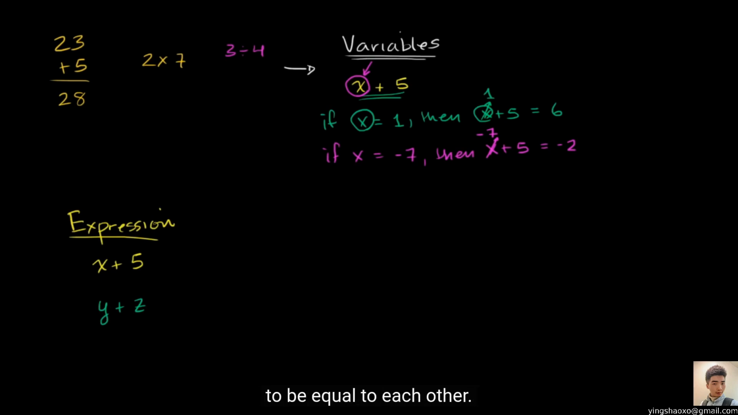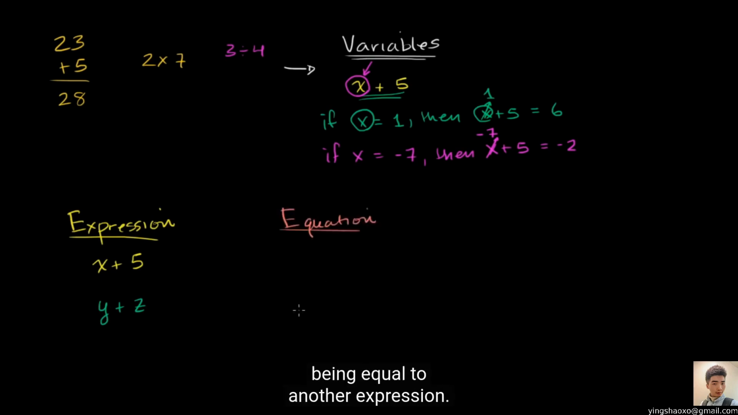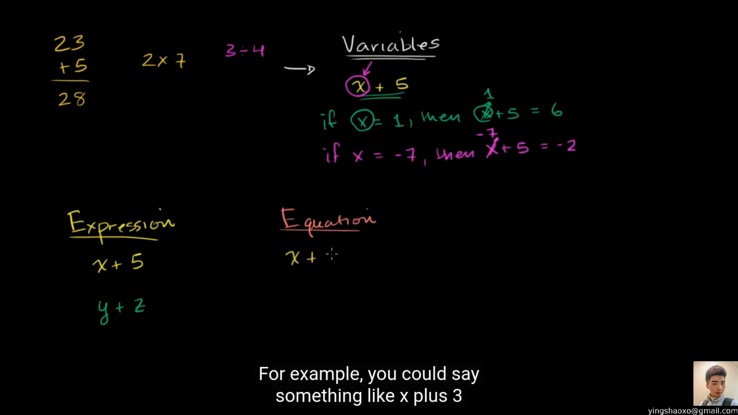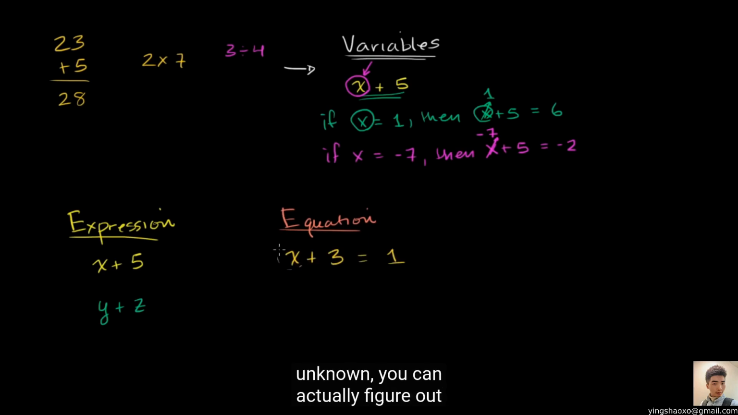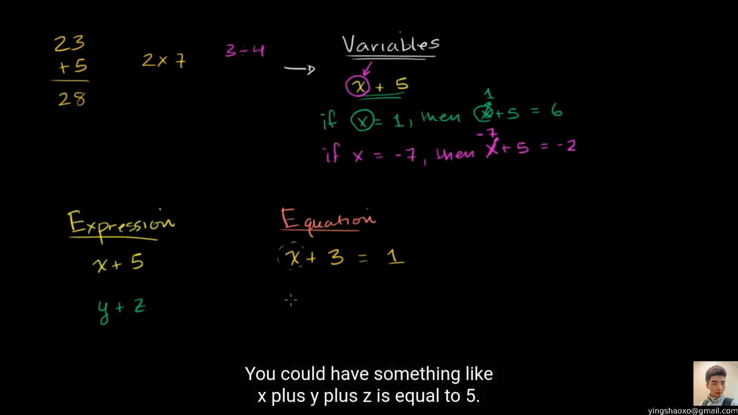An equation, you're essentially setting an expression to be equal to another. They're called equations; you're equating the two. In an equation, you'll see one expression being equal to another. For example, you could say something like x plus 3 is equal to 1. And in this situation where you have one equation with only one unknown, you can actually figure out what x needs to be in this scenario. You might even do it in your head. What plus 3 is equal to 1? Well, negative 2 plus 3 is equal to 1. So in this context, an equation is starting to constrain what value this variable can take on. But it doesn't have to necessarily constrain it as much. You could have something like x plus y plus z is equal to 5.